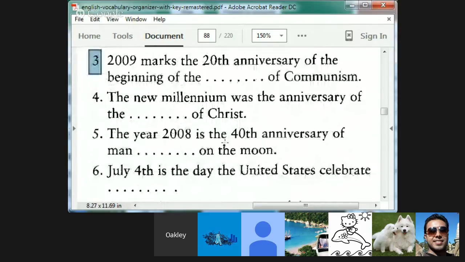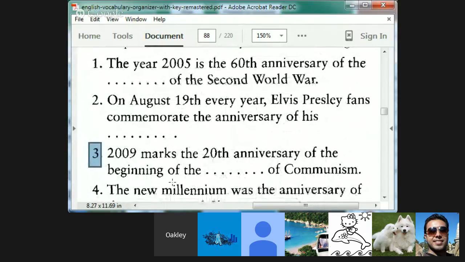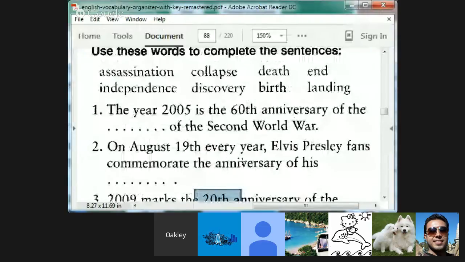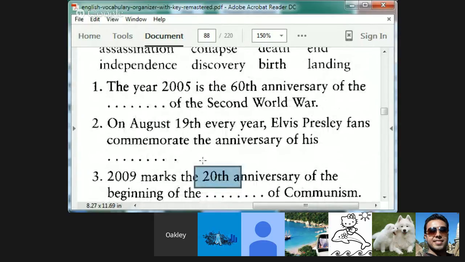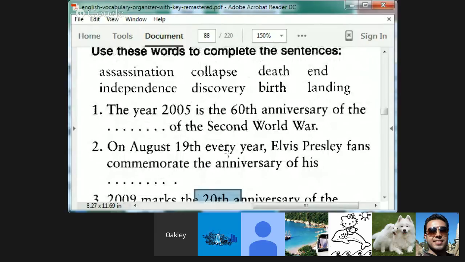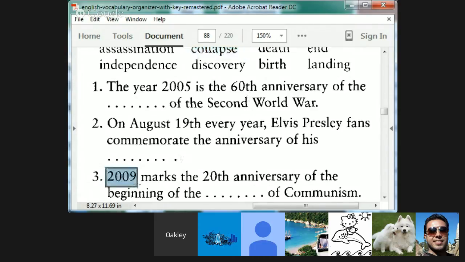Okay, moving on. Next one here, JR. 2009 marks the 12th anniversary of the beginning of the... The 20th anniversary, actually, if that helps. Yes. Of the what of communism? Birth, maybe. Well, no, not the birth. The birth would be the beginning. The end. The collapse. There you go. The collapse of communism. You commonly hear about that. Literally, the collapse of the Berlin Wall, the collapse of communism. A common phrase. Yeah, 20 years back from 2009 would be 89.